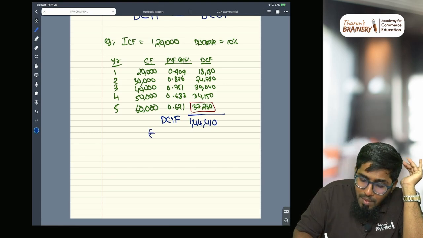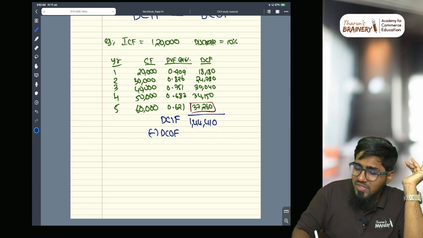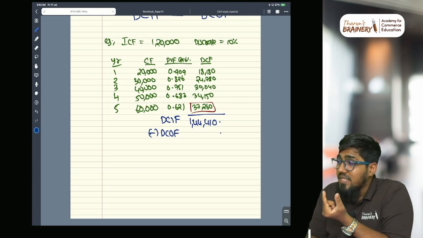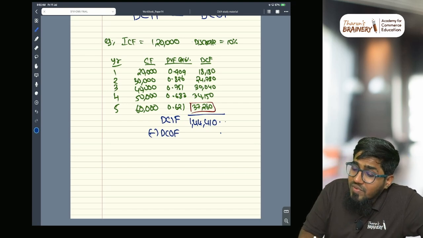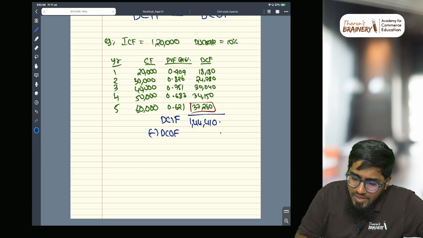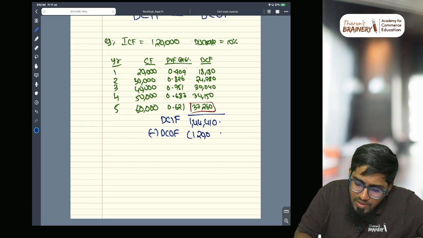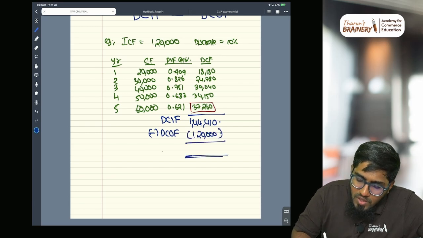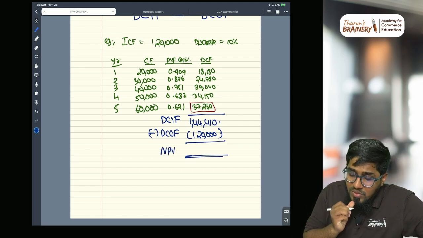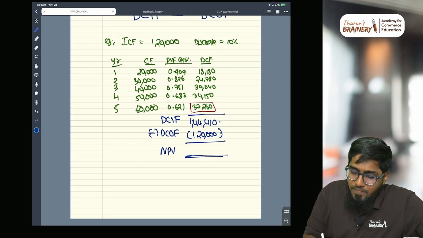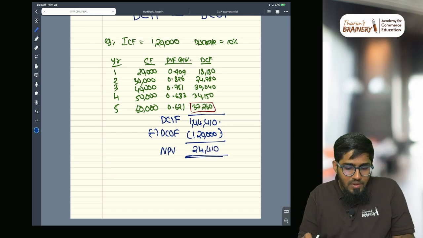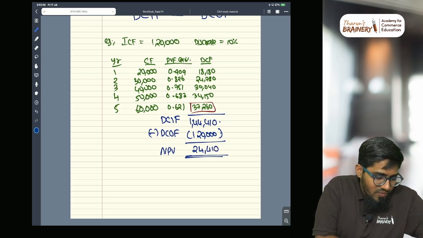Now what you have to do is subtract the discounted cash outflow. Why? Because this is also a year 0 cash flow. So I will subtract the year 0 cash flow to calculate something called net present value. This is the present value of cash inflows, minus cash outflow, which gives the net value. How much is my discounted cash outflow? 1,20,000. So now I will get the net present value. 1,44,410 minus 1,20,000. How much are you getting? 24,410. Are you all understanding this? 24,410.